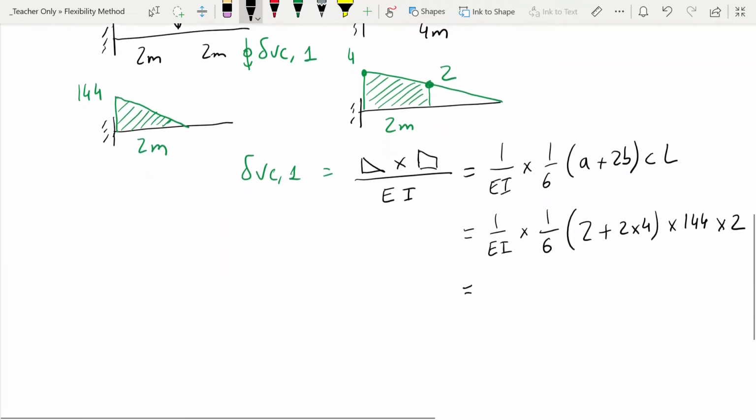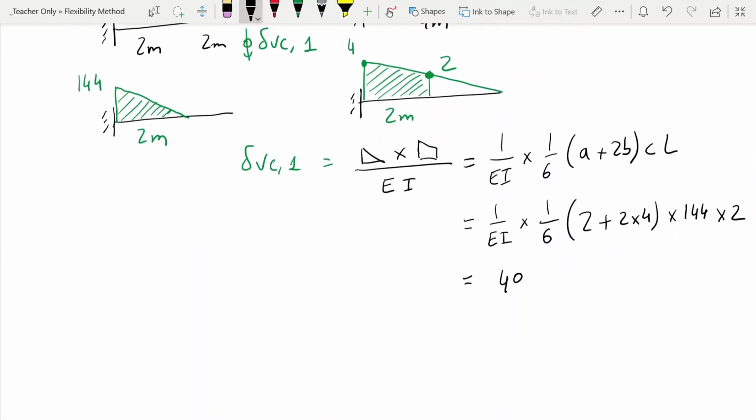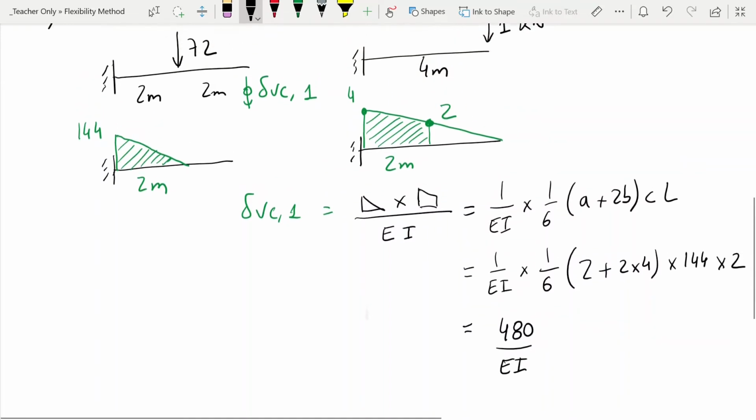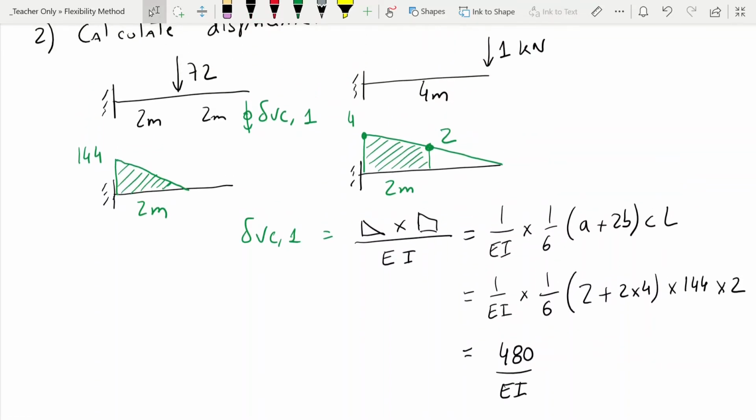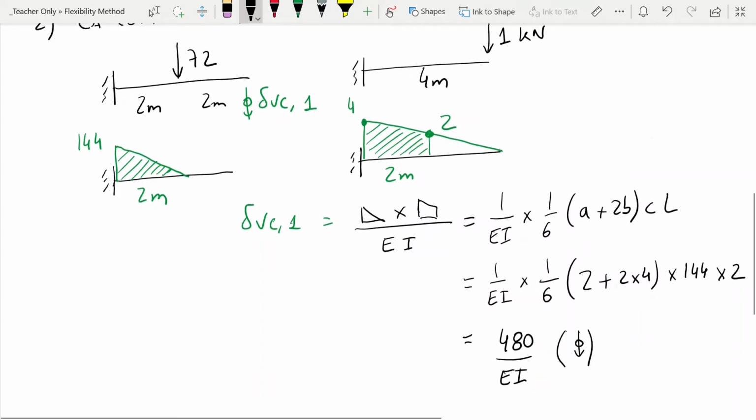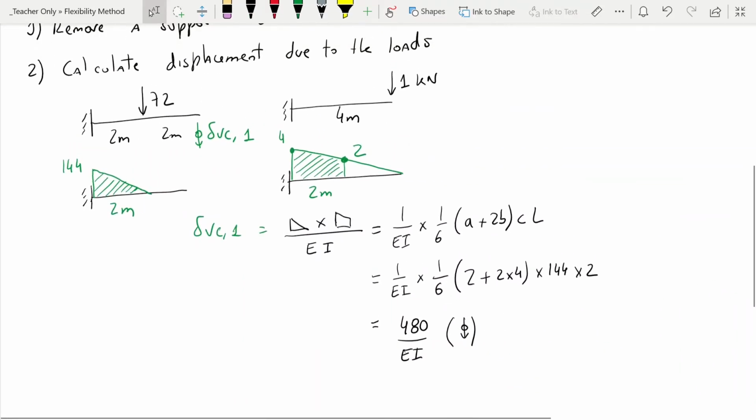And this should give us a displacement of 480 divided by EI, which in this case, if we think about it, the displacement has to be down, which makes sense because this is positive and the unit load we're assuming is 1 kilonewton down as well. So this displacement is downwards. So far so good. We calculated the displacement due to the loads.